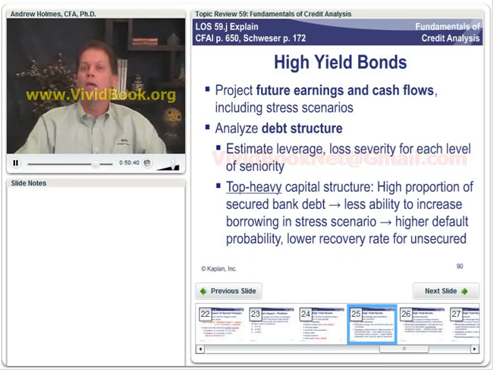All right. Thinking more through these high yield bonds, if we're going to understand the credit risk associated with them, we have to project our future earnings and cash flows, and we have to do it with some stress testing.